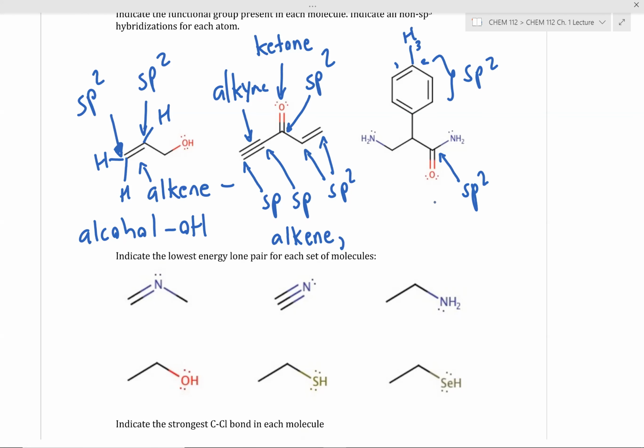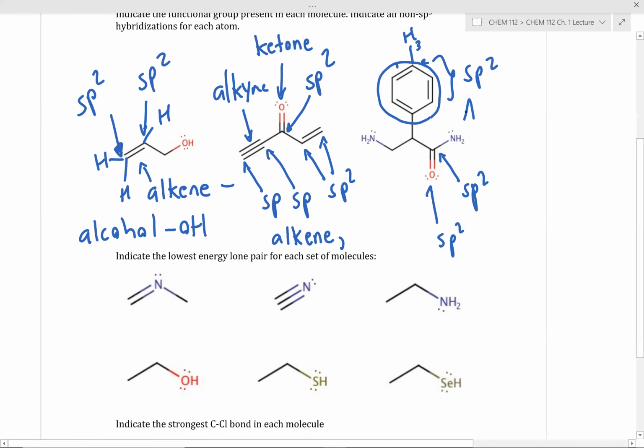Are there any other non-sp3 hybridized atoms? Technically, you can label the hybridization of this oxygen as sp2. That's acceptable. It's a little bit debatable whether it's sp2 or unhybridized, but if you labeled it as sp2, you still get full credit. Now let's identify functional groups. What do we call this ring containing a set of adjacent pi bonds?